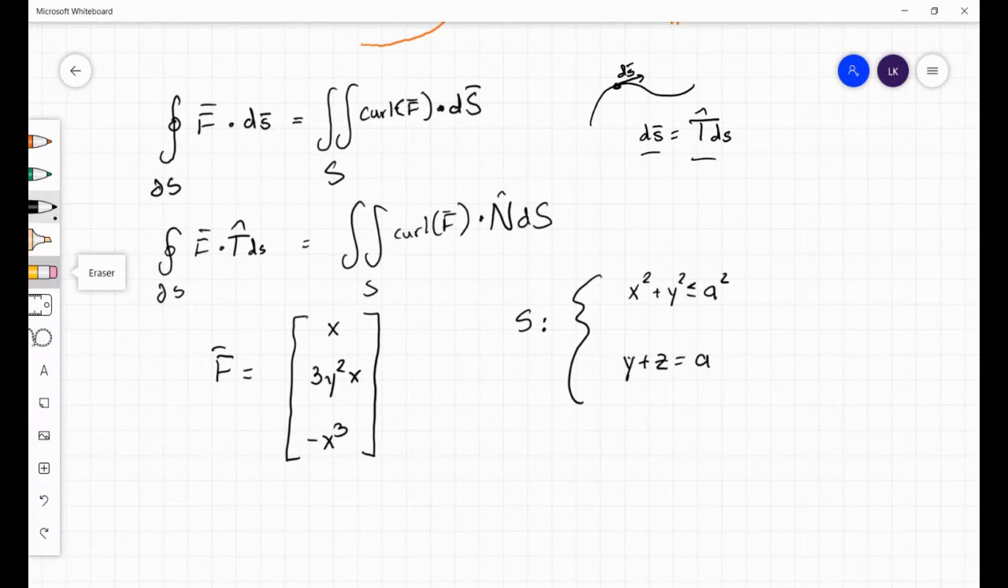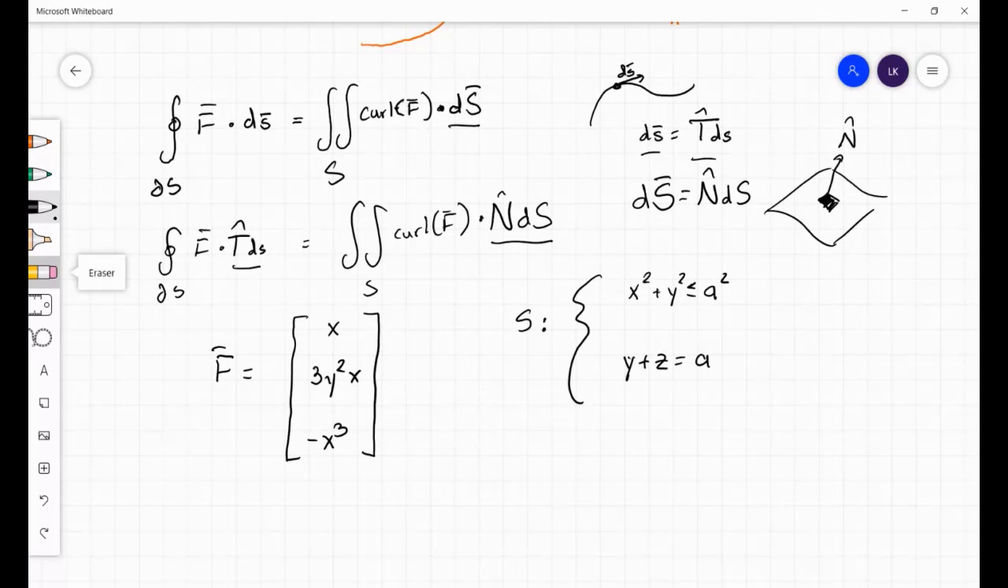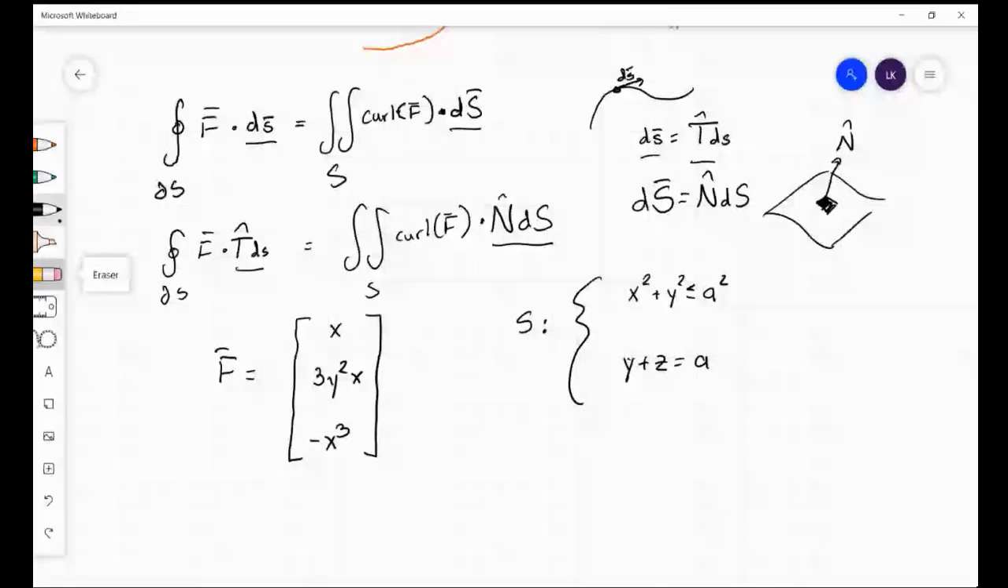Likewise, dS, the differential surface element, is both the differential area element on that surface times the unit normal. Right? So this is equivalent to that, and this is equivalent to that. The equations.